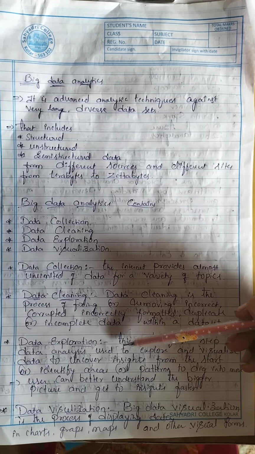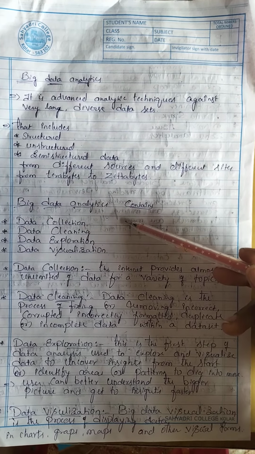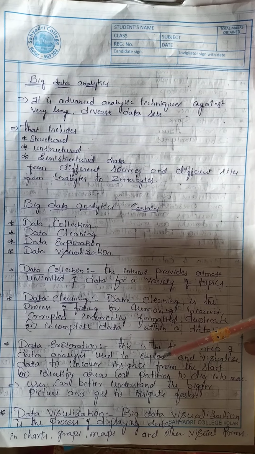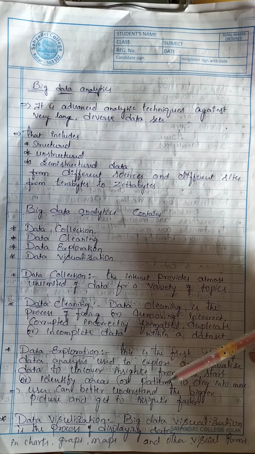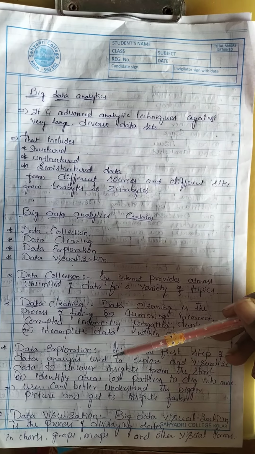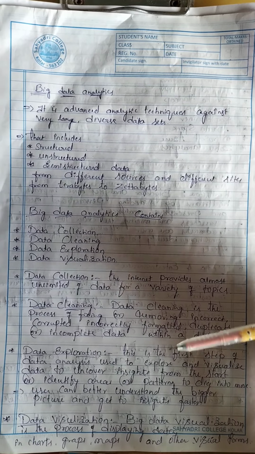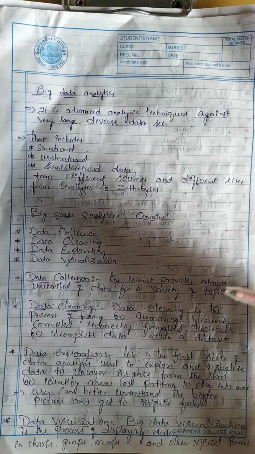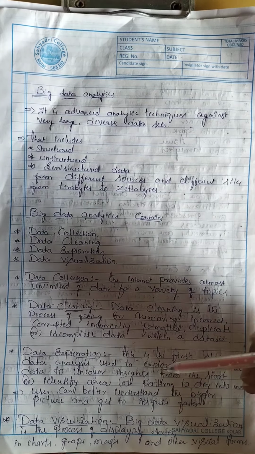The next one is data exploration. Exploration is the first step in big data analytics. It is used to explore and visualize the data to uncover insights from the start and identify the areas where we have to collect the information, and also the patterns to dig into more. That means we can collect more information, and when we dig into that information, we get some better ideas. So this comes under data exploration.